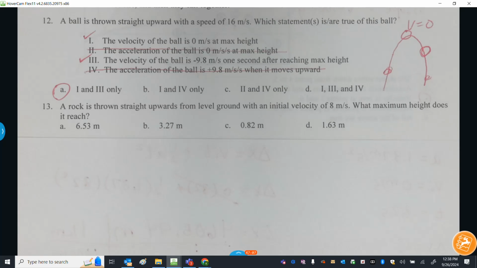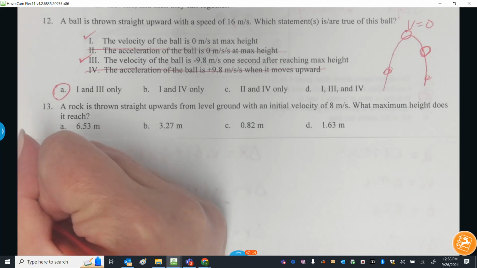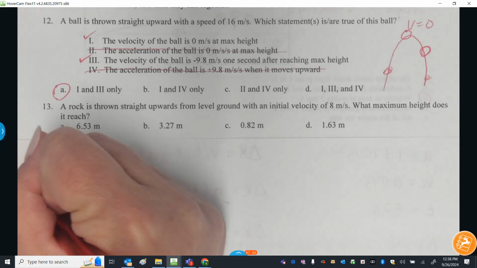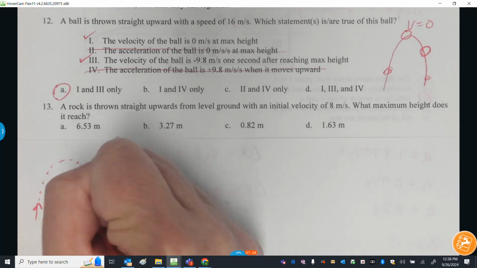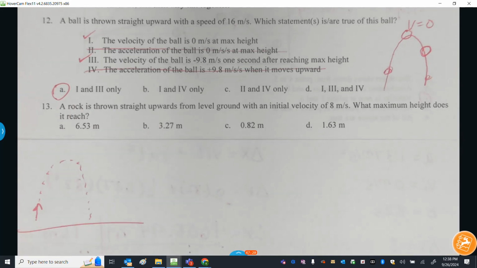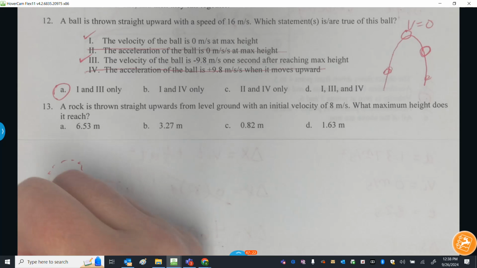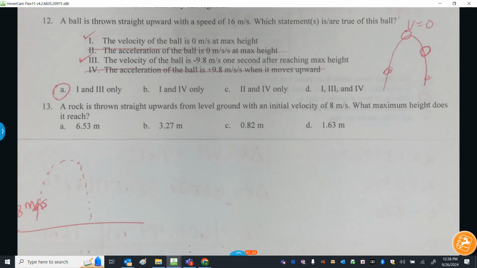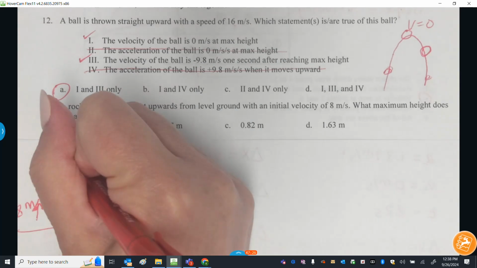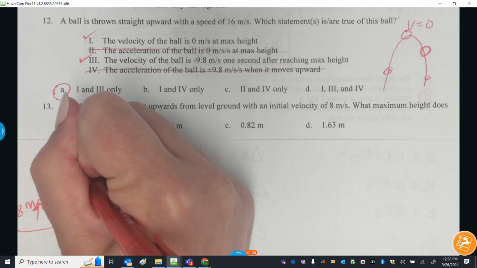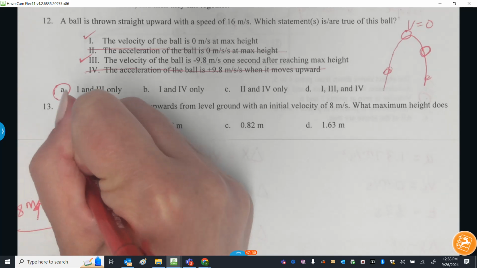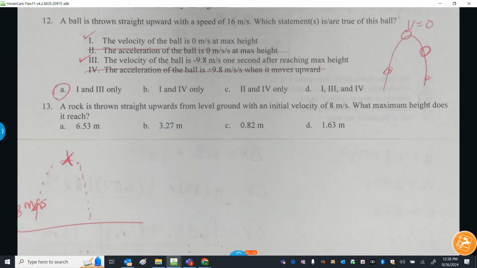So let's take a look at it. It says a rock is thrown straight upward from ground level with an initial velocity of 8 meters per second. So let's draw something. So here's my trajectory. We're going to pretend that's straight up and down. It has an initial velocity of 8 meters per second. What maximum height does it reach? So it wants to know what its position is right here. It wants to know what height that is.